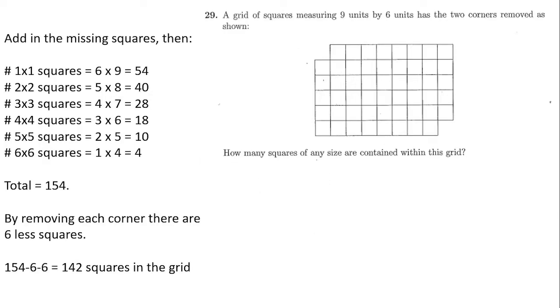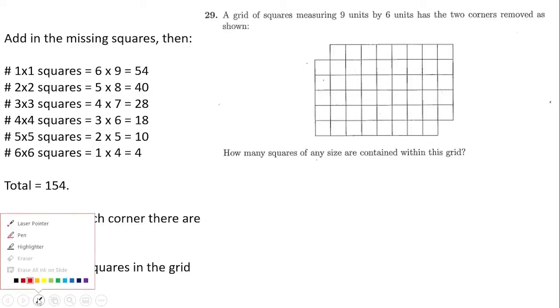So when we add in the missing squares, then the number of 1 by 1 squares is 6 times 9, 2 by 2 is 5 times 8, 3 by 3 is 4 times 7, 4 by 4 is 3 times 6, 5 by 5 is 2 times 5, and 6 by 6 is 1 by 4. Adding all these up gives 154, but by removing each corner there are 6 less squares. So I'll just show that.